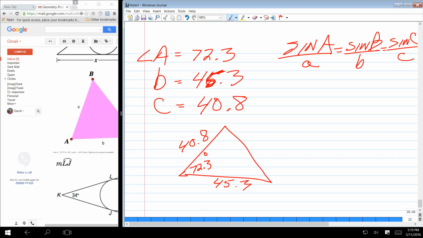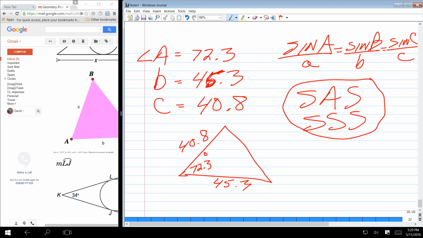There's only two situations where you have to use the law of cosines to begin. That's when you have side angle side, which is this situation, and when you have side side side. That's it. Those are the only two. Only in those two do you not have an angle and its opposite side relationship. In other words, let me just put a number on here, 50.